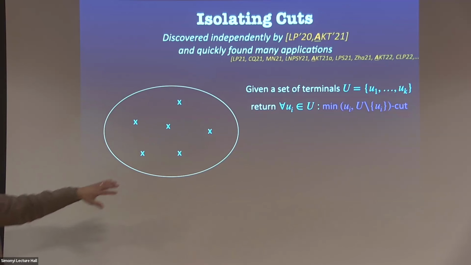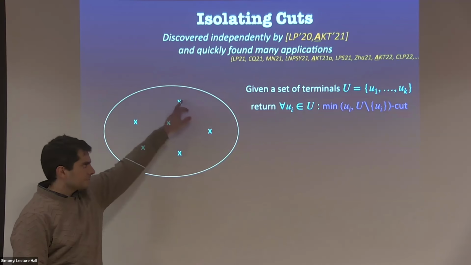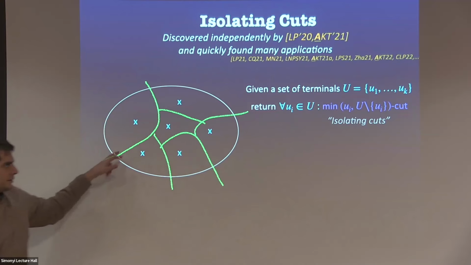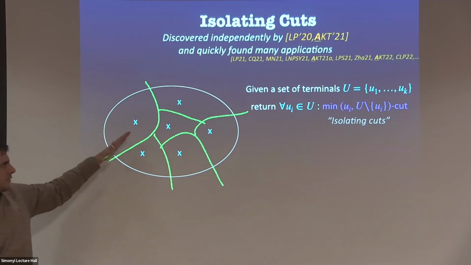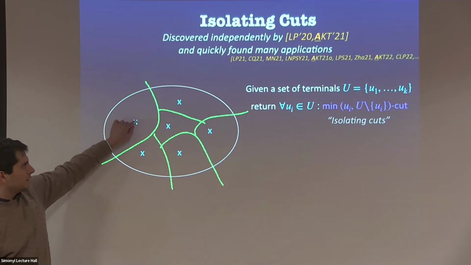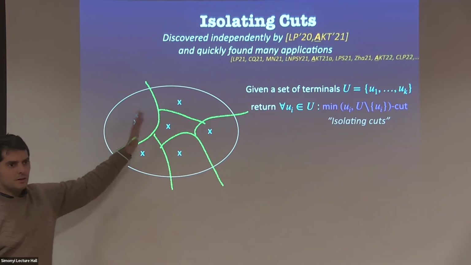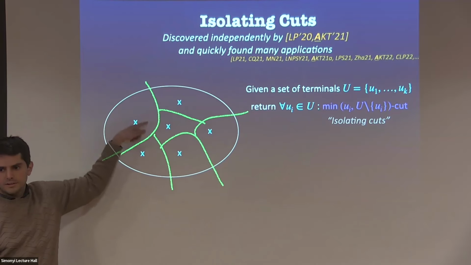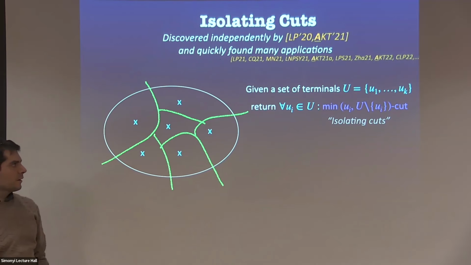The problem now is you get a graph and these terminals, say K terminals, and you want to compute the minimum isolating cuts. These are the minimum cuts under the restriction that there's one terminal on one side of the cut. So you're trying to separate one terminal from all the other terminals. This is the cut that you would find. It's kind of like a multi-way cut problem.